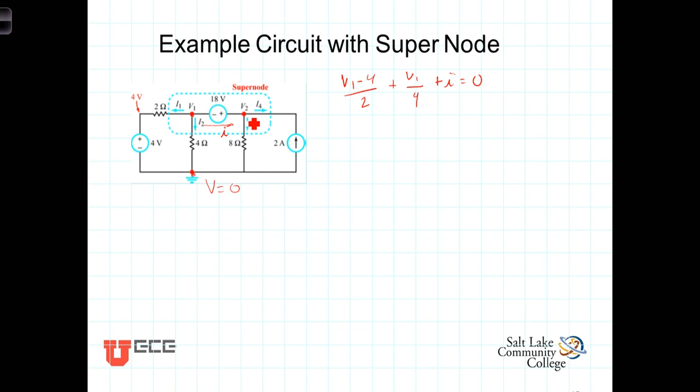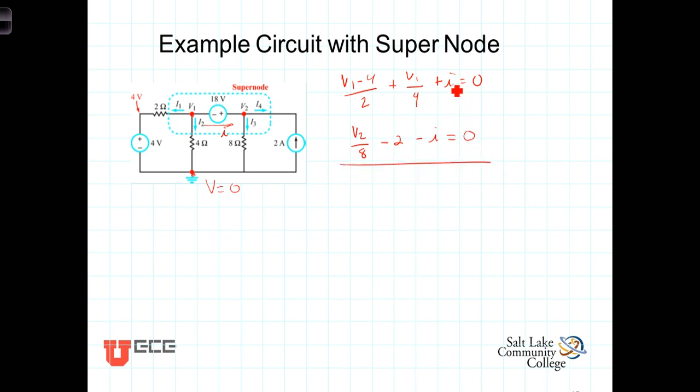Now let's write the node equation over here at the right-hand node. Starting with the current leaving the node coming down through the 8-ohm resistor, we have V2 divided by 8, and then we have this 2-amp source coming in, so that's going to be minus 2. And then we also have now I, the current in this branch. Well, this time it's entering the right-hand node, so we'll represent it with a minus I, and the sum of those three currents must equal 0.